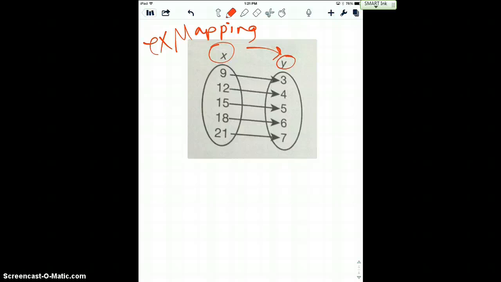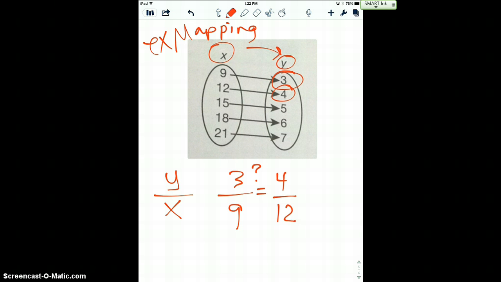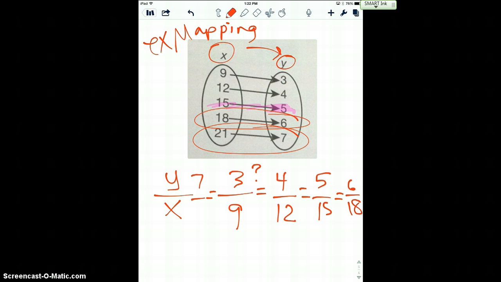So step 1, write out the ratios. And the ratios need to be y to x. My first pairing, 3, my y value gets paired with 9. Second one, I'm going to see, is it equal to 4 to 12? Is that equivalent to 5 to 15? And is that equivalent to 6 to 18? And is that the same as 7 to 21? We are questioning this. Do we think it's proportional? Is it a proportional relationship?